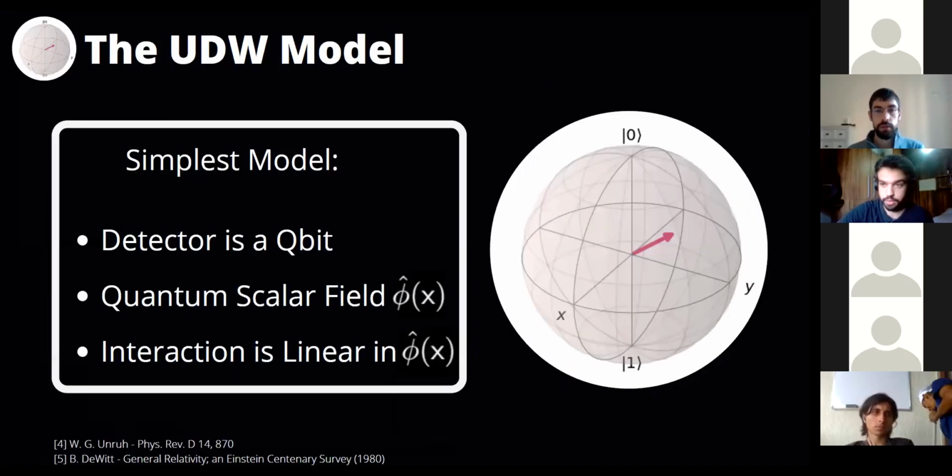So let's talk about the UDW model. So far, any questions regarding the electromagnetic one? Just before I start this next step.